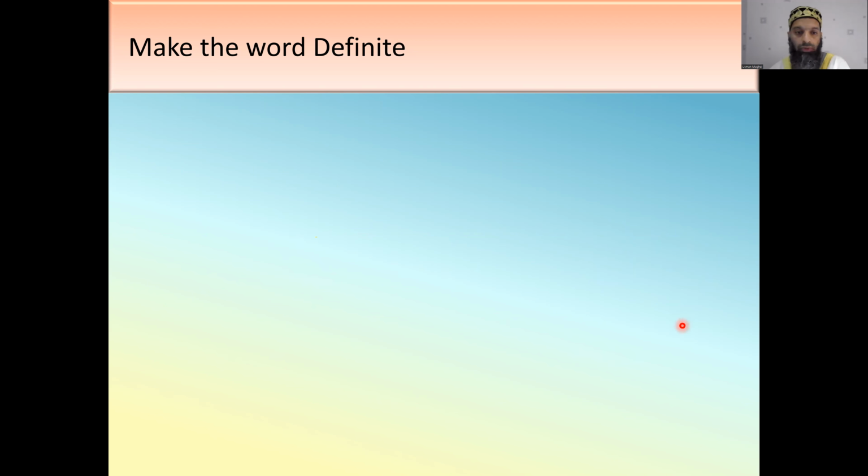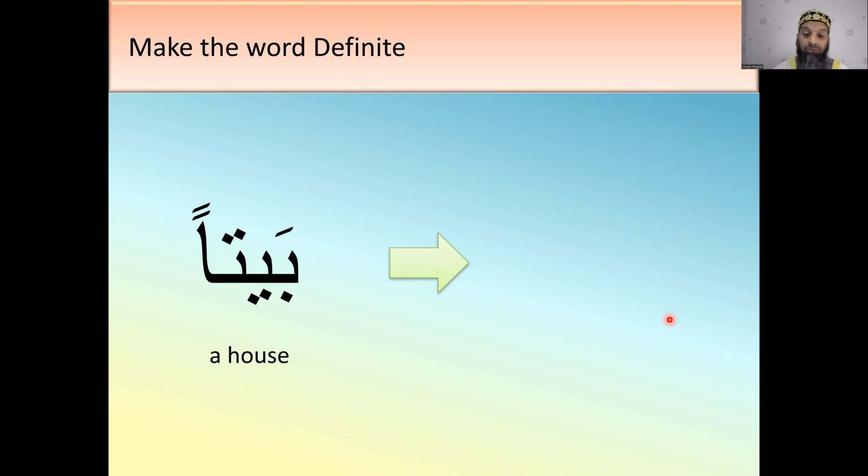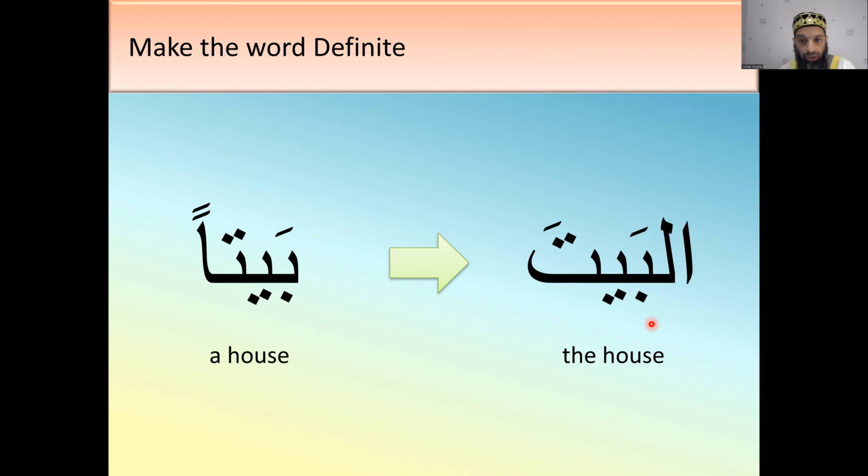Next one. Baytan. Baytan means a house. Baytullah, house of Allah. Good. Okay, it becomes al-bayta. Al means the. The main message you have to know here is that al means the. So, the house.